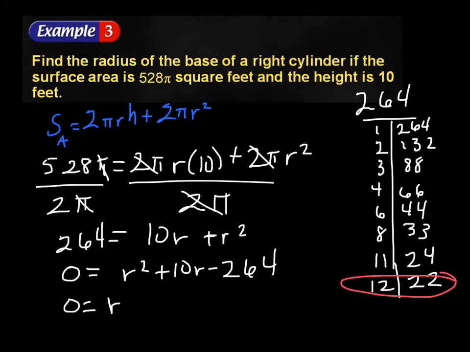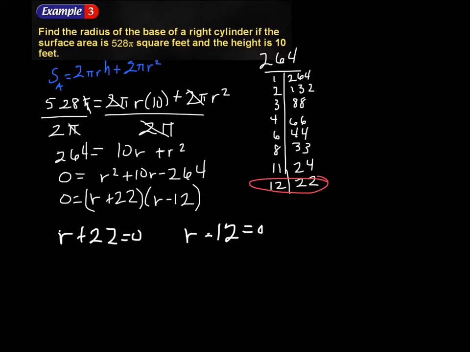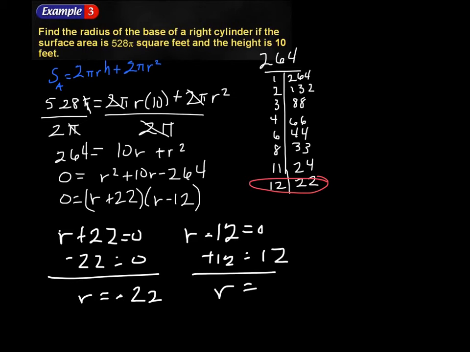So I'm going to have r plus 22 times r minus 12. So my two factors have a sum of 10, and when we multiply them, it's a product of negative 264. Okay, the zero product theorem says that if one factor equals 0, the whole thing would equal 0. So if I subtract 22 from both sides, I get r equals negative 22, and add 12. Algebraically, r could equal negative 22 or 12. Now in the real world, radiuses cannot be negative, so it must be 12. And they were nice and gave us units, and they were feet.